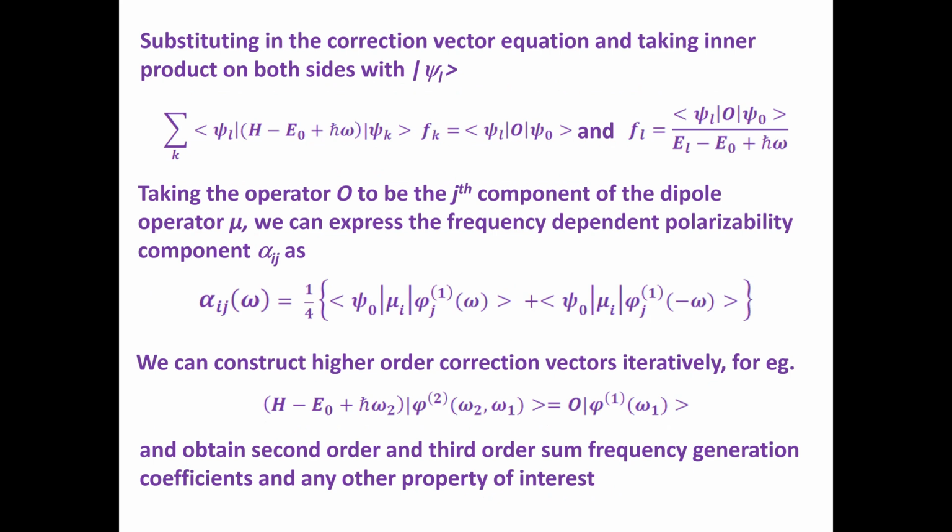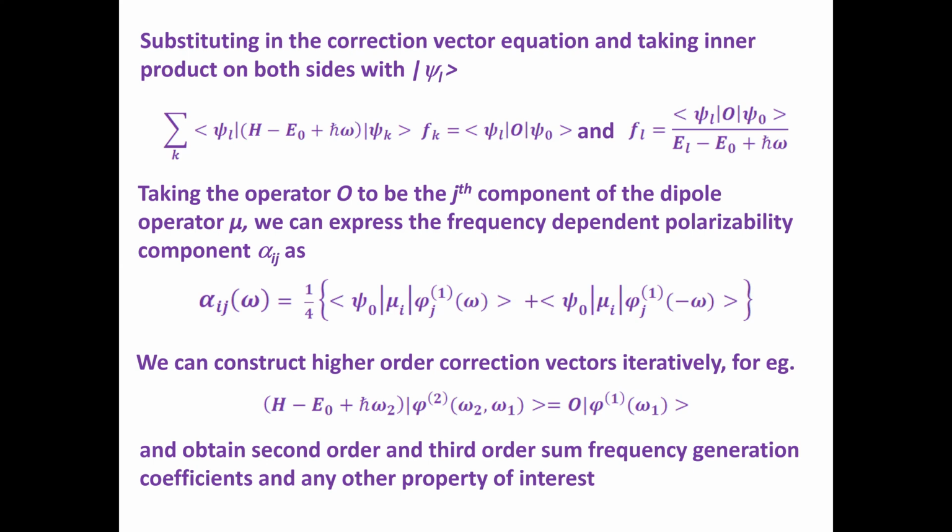So taking the inner product with psi l from the left on both sides, what I get is the sum over k of psi l (H minus E0 plus h cross omega) psi k fk equal to this quantity. Now H is a Hermitian operator, so it can operate either on the right or on the left. If it operates on the left, you get El psi l, and psi l and psi k are orthogonal, because H is Hermitian and you can always choose eigenstates of Hermitian operators which are orthogonal.